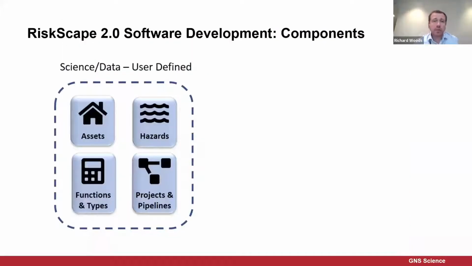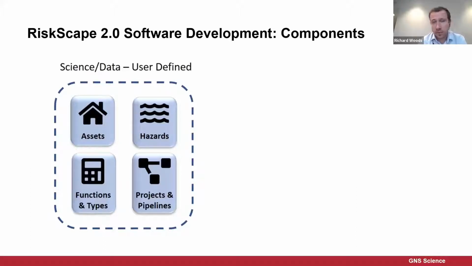So as I mentioned, the RiskScape software itself is decoupled from all of the science. So the science that RiskScape uses is user-defined, and RiskScape, like any loss model or any model that you use, if you put poor data in, you get poor results out. So you really need to have good asset data to be able to get those losses.